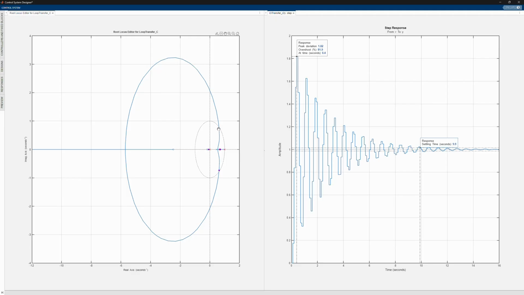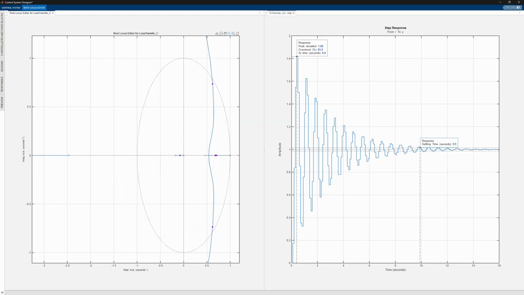Now I can grab these purple dots with my mouse. Those are the closed-loop poles. The circles are the zeros, which will not move. The poles will be moving, and if I grab this, I can go up and down. If you zoom in, you can better see what's going on.